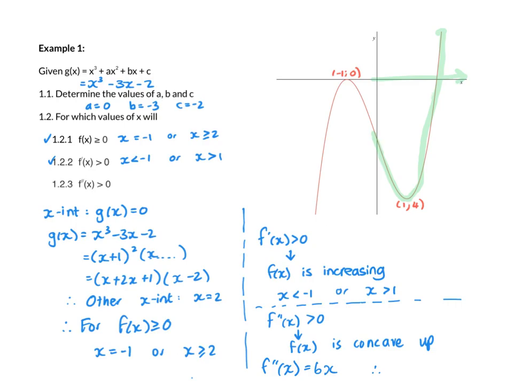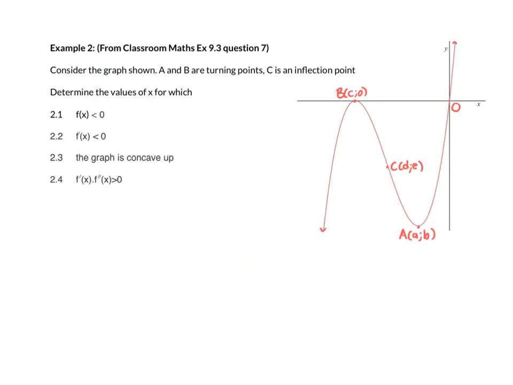And so for that 6x graph, I know that my intercept would be at 0. So I know that for the point of inflection, x will be 0, and so for concave up, x will be greater than 0. The second example we're doing today comes from the Classroom Mathematics textbook.